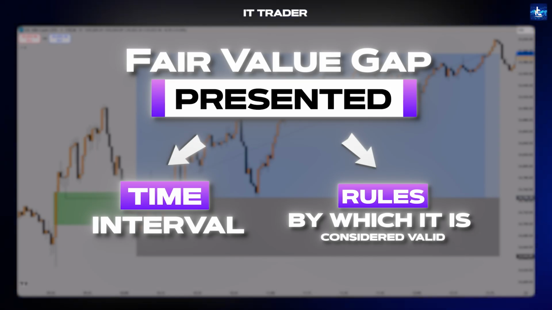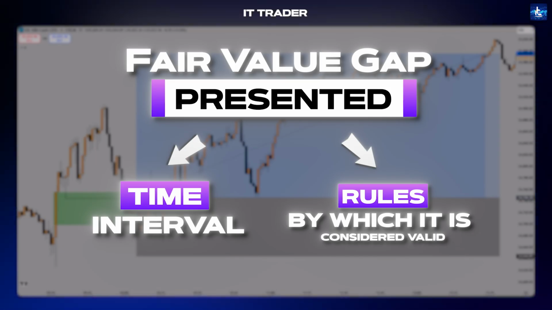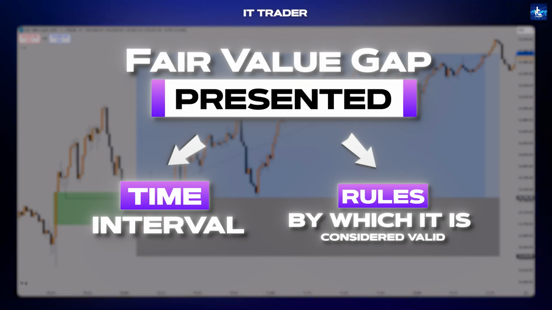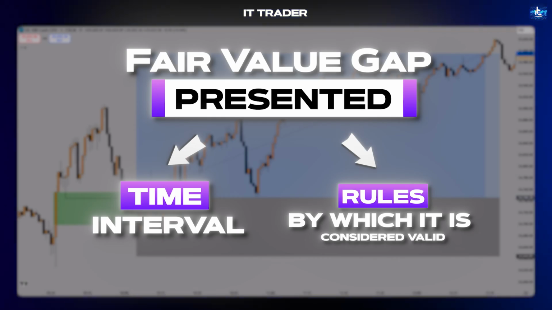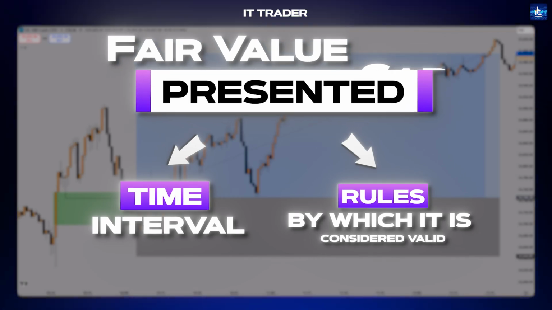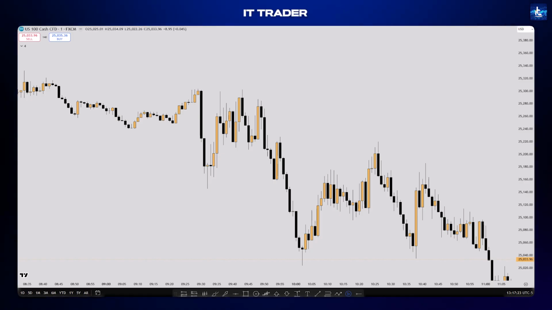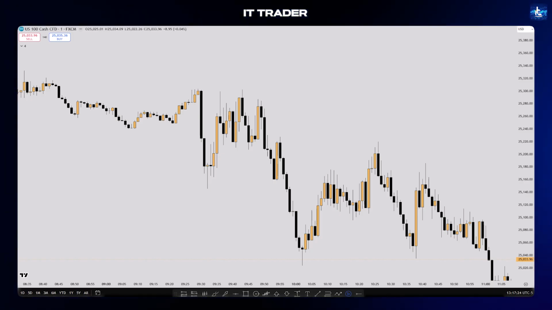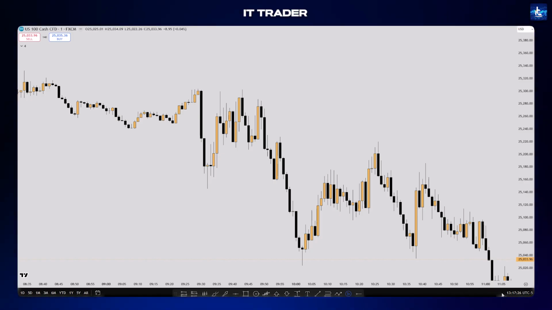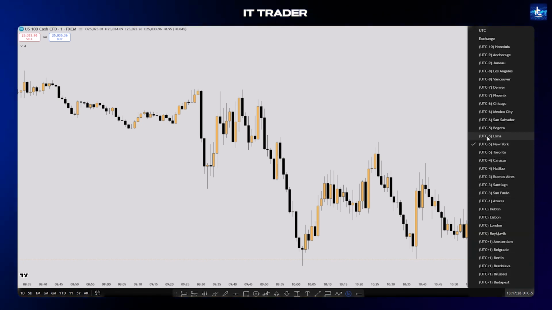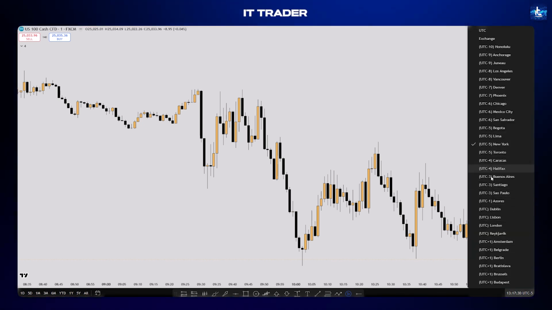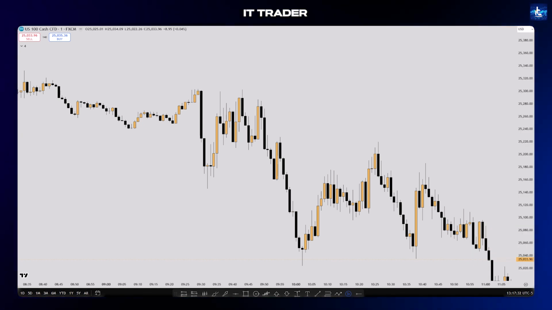Time plays a key role in this model because we are working with the opening of the New York session when the main volume enters the market and the first fair value gap appears, reflecting the real price intention. First, it's important to synchronize the chart correctly. In TradingView, you need to set the New York time, UTC-5, as I have on my chart. This is necessary so that the time on the chart exactly matches the opening of the session.